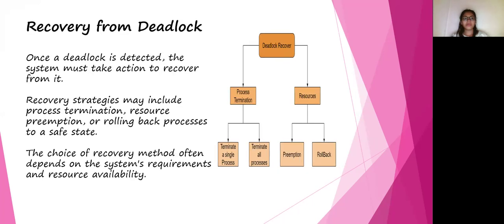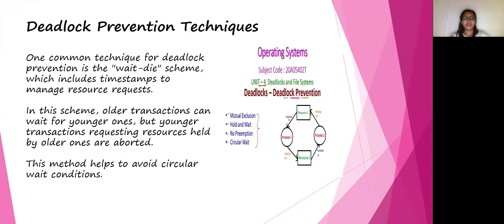Recovery from deadlock. Once a deadlock is detected, the system must take action to recover from it. Recovery strategies include process termination, resource preemption, or rolling back processes to a safe state. The choice of recovery method often depends on the system's requirements and resource availability.